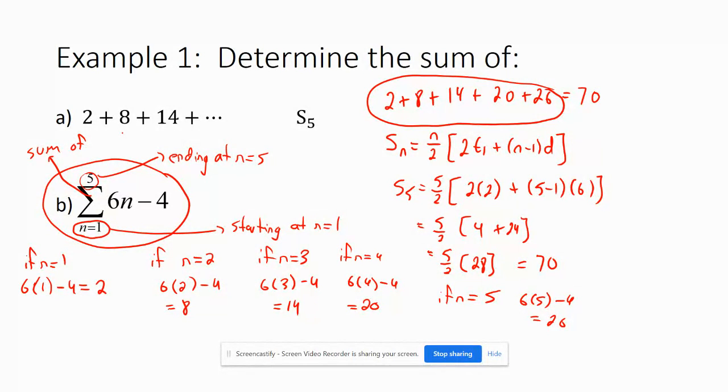The sum of means we're going 2 plus 8 plus 14 plus 20 plus 26, which is the same thing we did over here. So I'm going to say this sum is equal to 70, the same answer that we had here. So sigma notation is a tool that we use to condense a series.